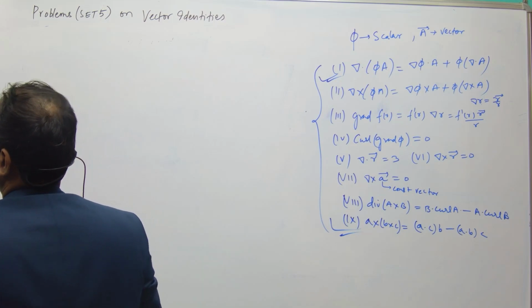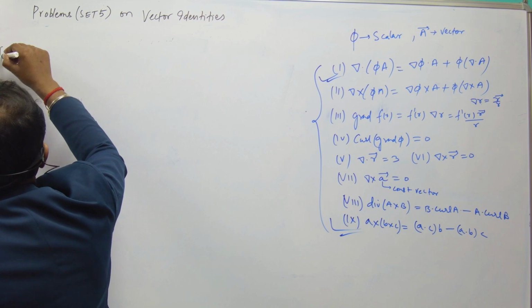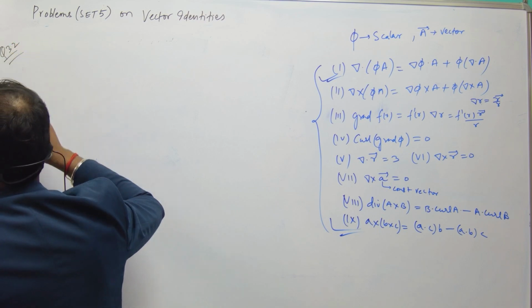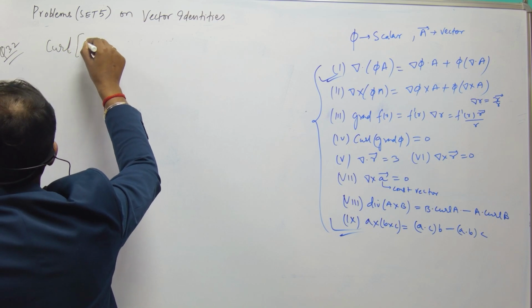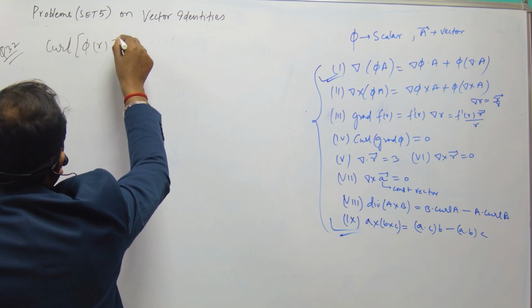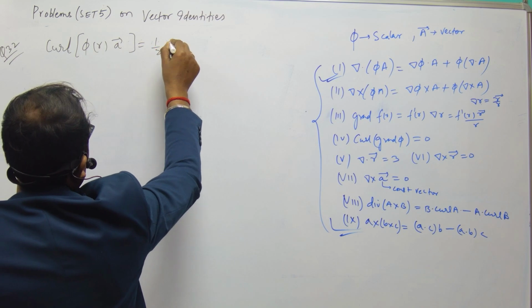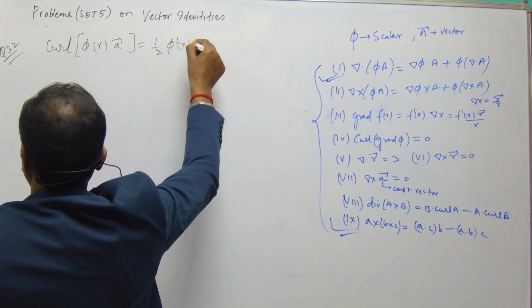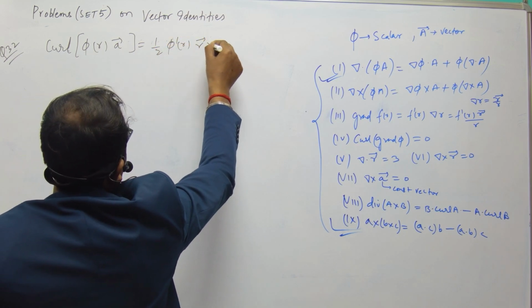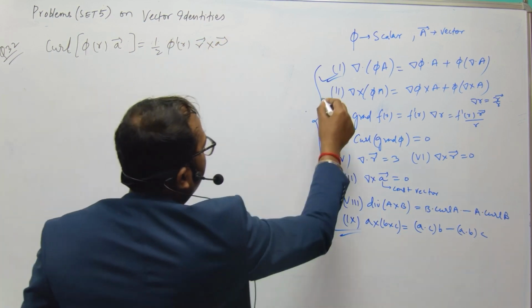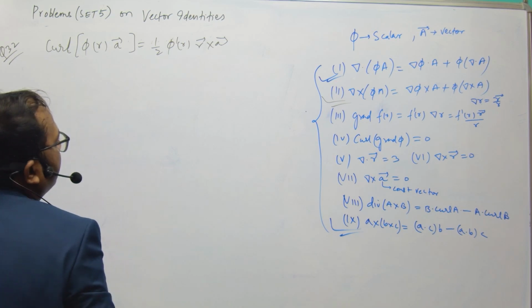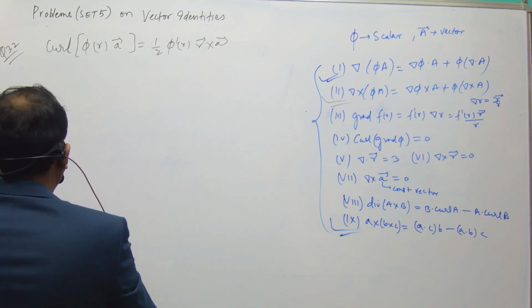Let us solve question number 32. We have to show that curl of phi of r times A vector equals half of phi dash r vector cross A. Let us use this expression, curl of phi A, where phi is scalar and A is vector.